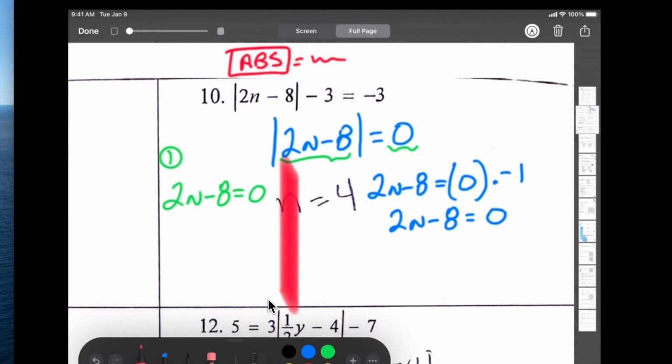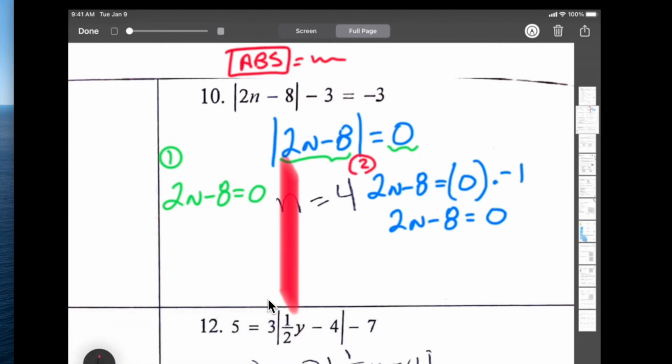Part 2 is going to be setting whatever's within the absolute value sign equal to what's on the opposite side times -1. And now you solve both of these. Sometimes absolute values problems have one solution. Sometimes there's two, and sometimes there's no solution.